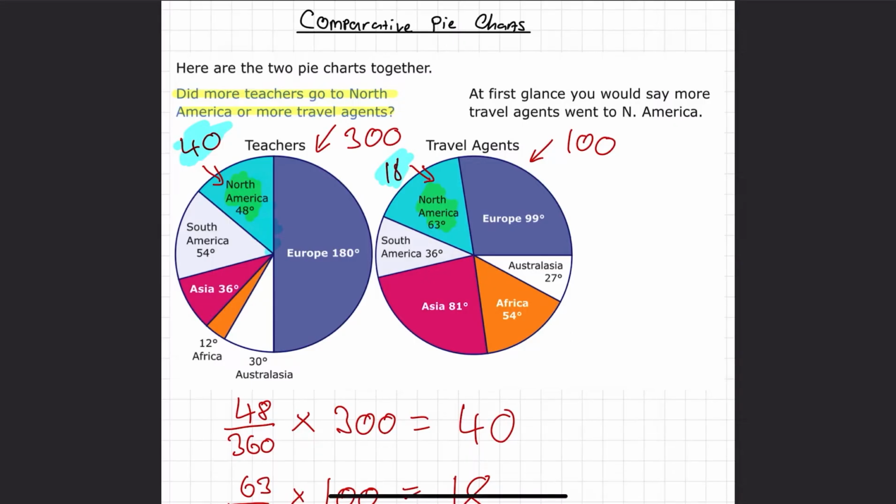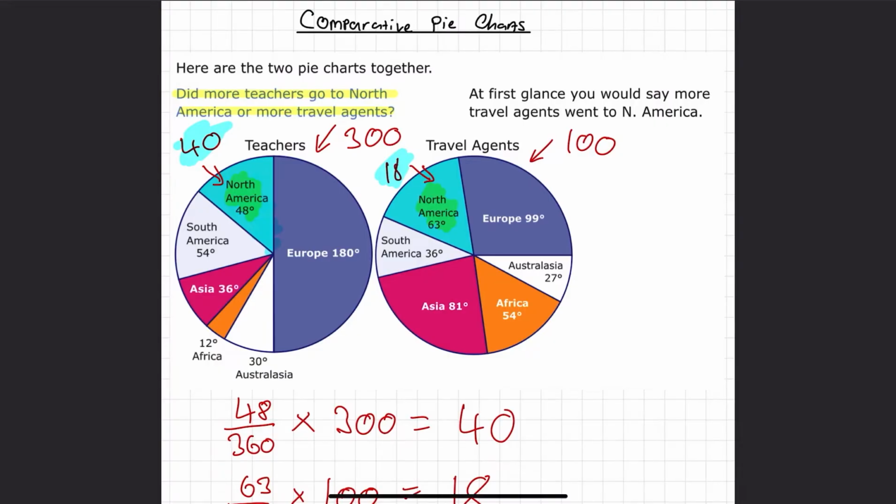So normal pie charts, like you do in maths GCSE, you can use to compare proportions of things. So you can say a higher proportion of travel agents went to North America in comparison to the proportion of teachers that went to North America. So proportion is fine. You cannot say a higher number of travel agents went to North America than teachers, because with pie charts we don't know the numbers, we just know the proportions.